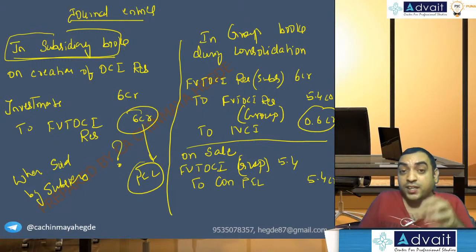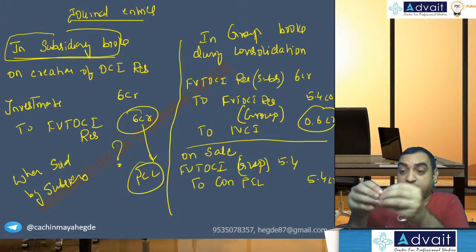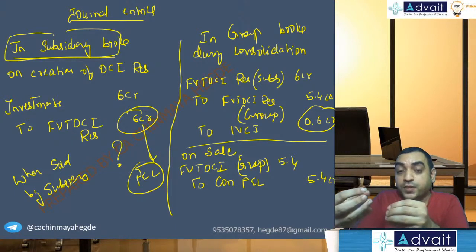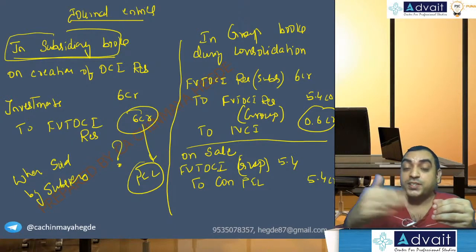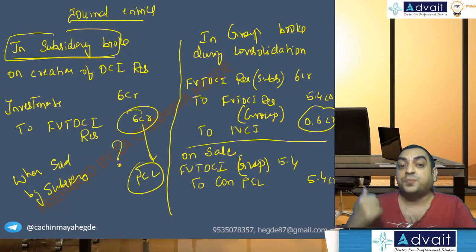But now what is happening? The holding company has a subsidiary company which has got investments. Now, because they are selling the subsidiary, you have to account as if you are selling the investments also.